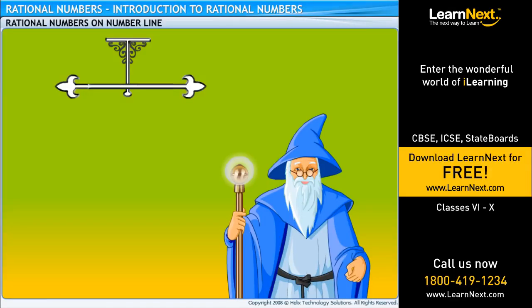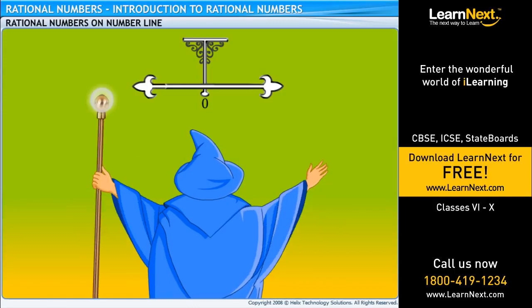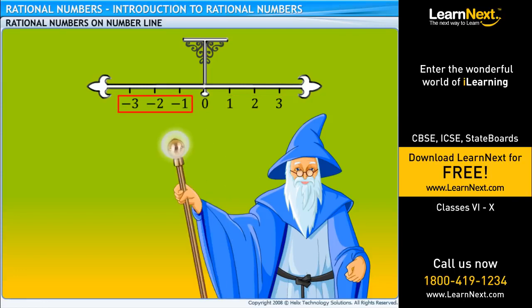Look what I have here. The number line, it's my favorite tool. I can use it to show all the numbers in the world. Right in the middle of the number line is 0. Now watch. Grow, grow, grow. The positive integers get marked to the right from 0. The negative integers get marked to the left from 0. Note that 1 is at the same distance to the right of 0 as minus 1 is to the left of 0.